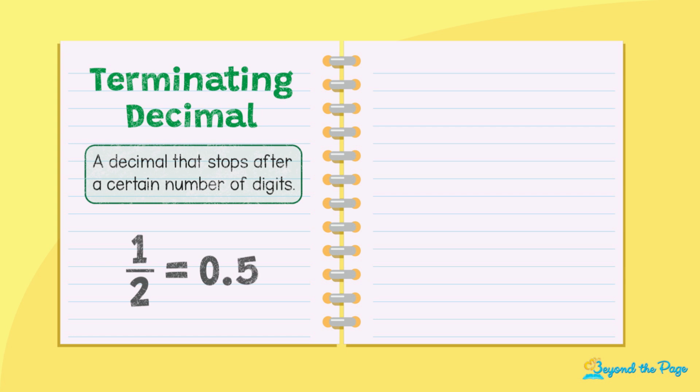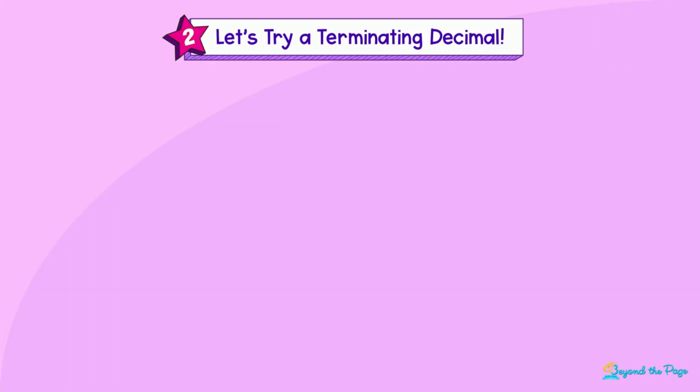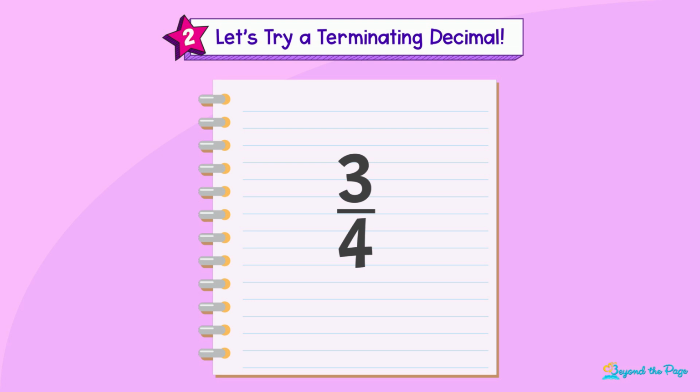When you divide, you'll either get a terminating decimal, a decimal that stops after a certain number of digits, or a repeating decimal, a decimal with a pattern that goes on forever. Let's look at a fraction that turns into a terminating decimal, 3/4.